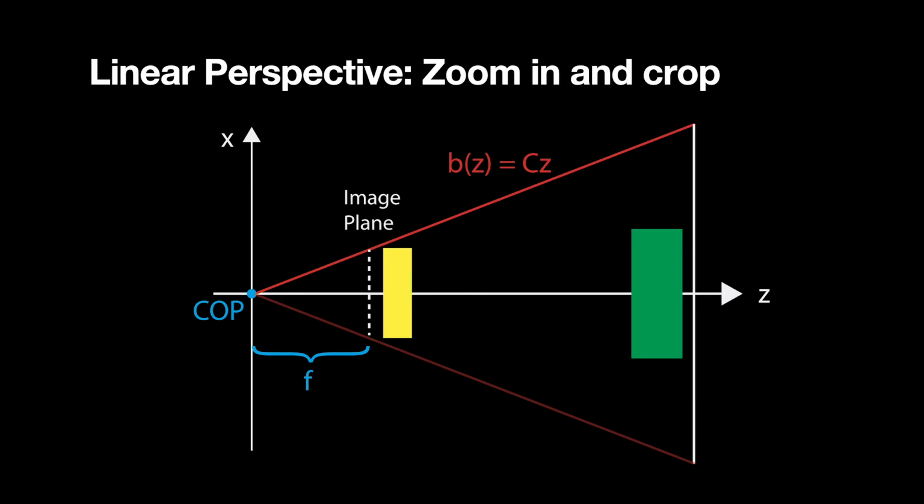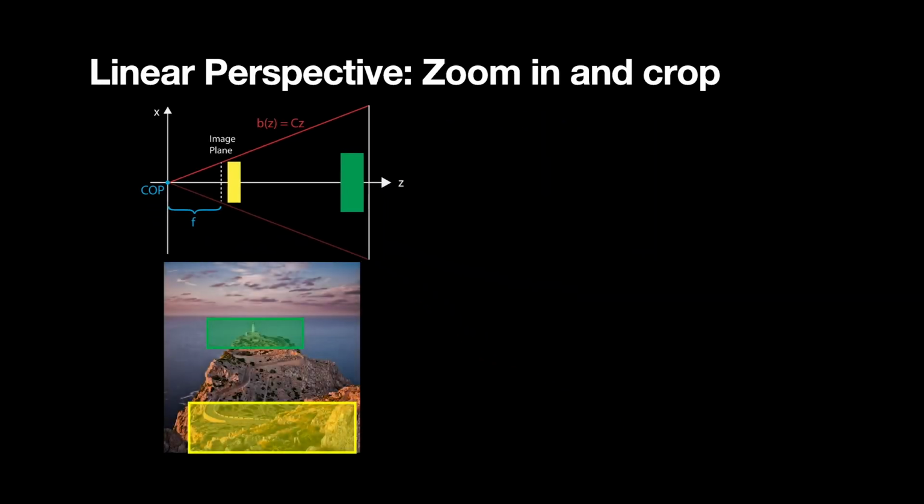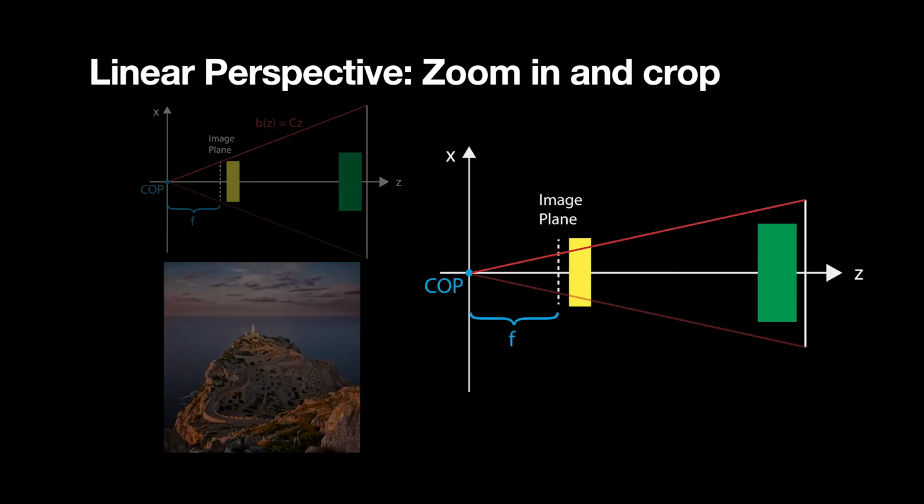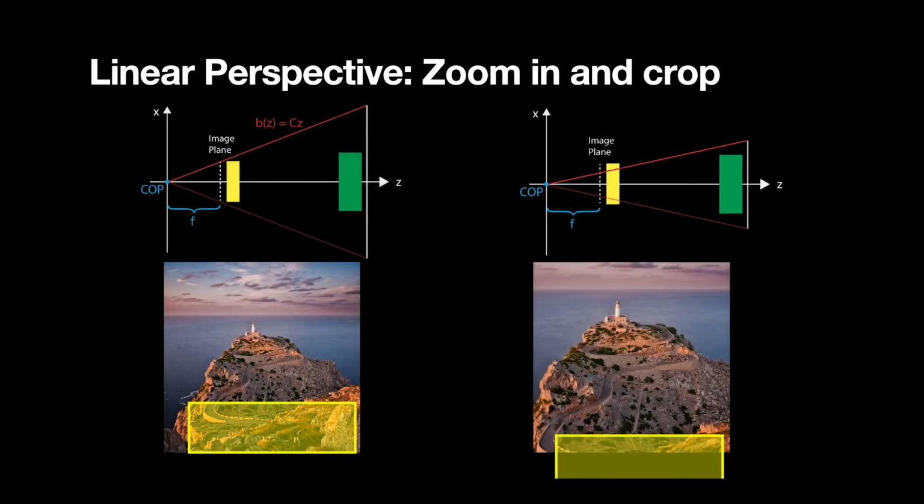Suppose we have the scene with the foreground and a background element. In the lighthouse example, we can think of the ridge as the yellow rectangle and the lighthouse as the green rectangle. To enlarge the lighthouse using only linear perspective, we can zoom in and crop. This is equivalent to making the boundary narrower at the depth of the lighthouse. However, this approach also cuts out part of the ridge in the foreground.